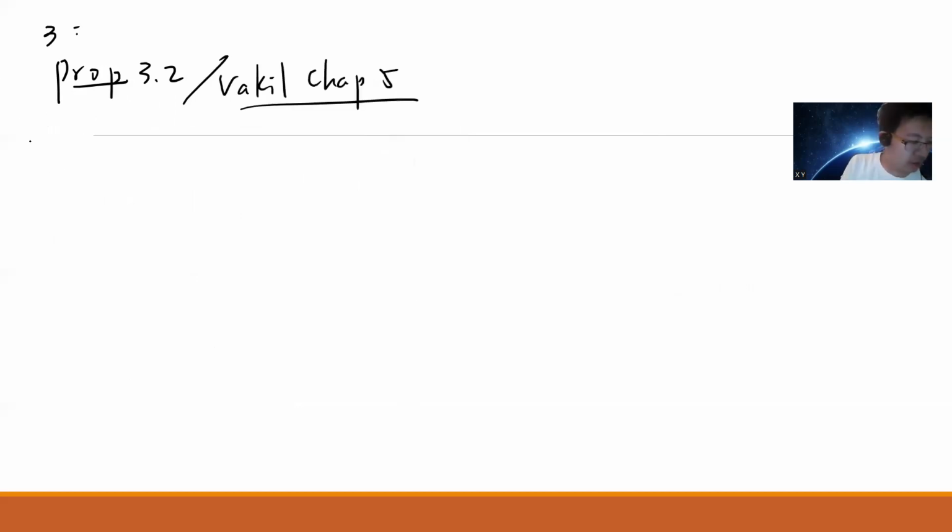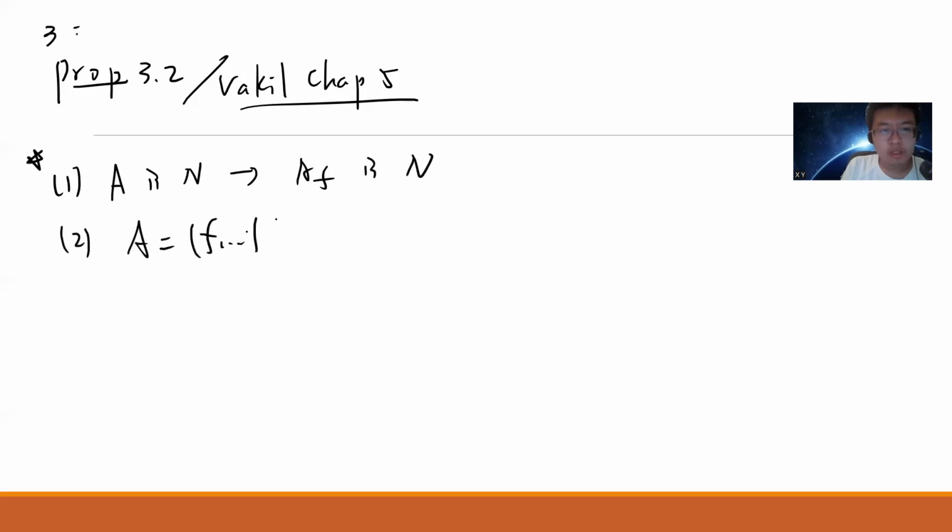So basically we need to show two things. The first one is that if A is Noetherian, then A_f is Noetherian. And the second one is that if A is generated by the f_i, and each A_{f_i} is Noetherian for every i, then we want to show that A is Noetherian.